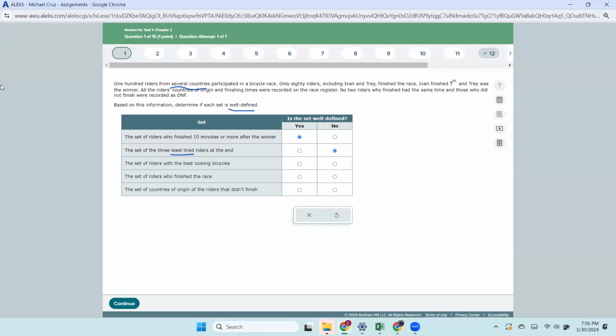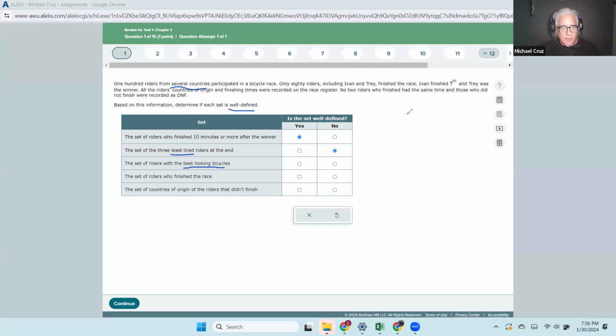How about the set of riders with the best looking bicycles? Do they have that information up here? No. It's an undefined, not a well-defined set.